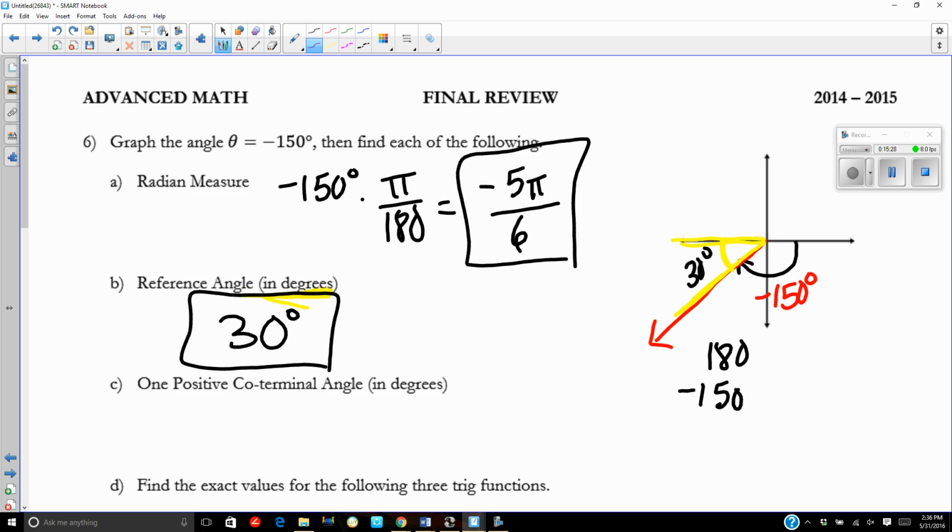One positive coterminal angle. Remember, you can add 360 or you can subtract 360, but since it wants a positive coterminal angle, means we have no choice but to add 360 degrees to the angle that was given to us. So negative 150 plus 360 is 210. So 210 is a positive coterminal angle with negative 150.